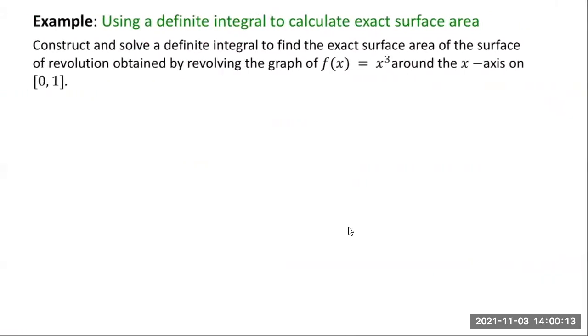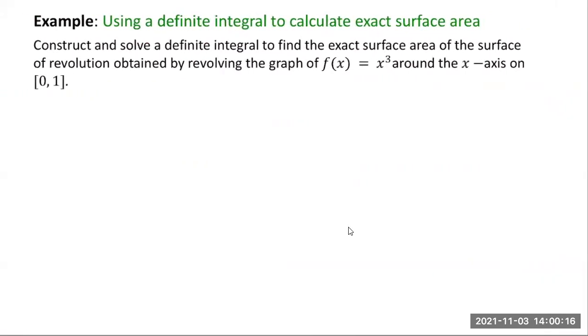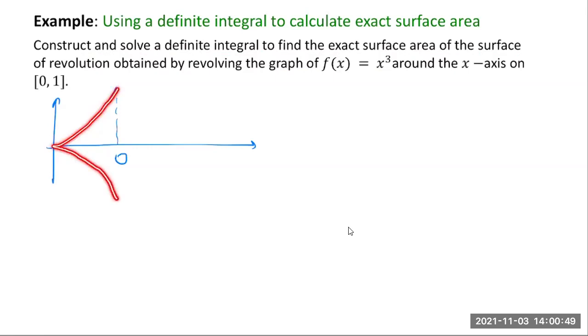I want to go over our last example. Construct and solve a definite integral to find the exact surface area of the surface of revolution obtained by revolving the graph of f of x equals x cubed around the x-axis on the interval 0, 1. Here is the graph of x cubed on that interval. You rotate this curve about the x-axis, then you get a surface like this. You need to find the area of that surface.